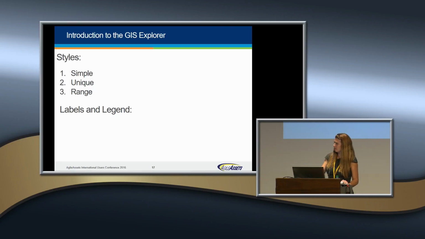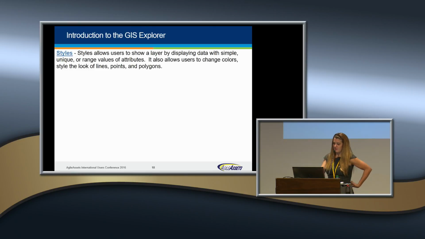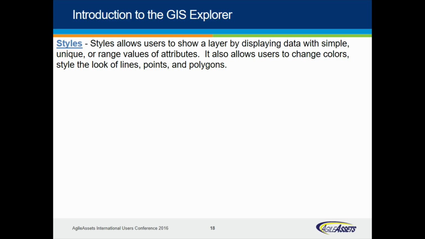Also, for labels and legends, we have the ability to create legends and labels. And TXDOT needed a way to offset their roadbeds. So we created an offset, so you can actually visualize roads a little better, especially when you're viewing large counties. And then you can also see your data with an attribute window. This shows you features within your data. So styles allows users to show a layer by displaying data with simple, unique, and range values of attributes. It also allows users to change colors, style of the lines, points, and polygons.